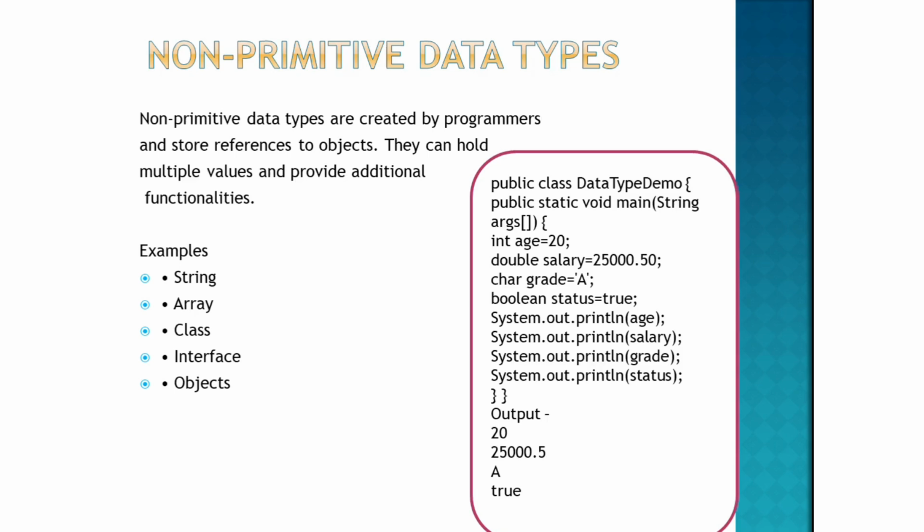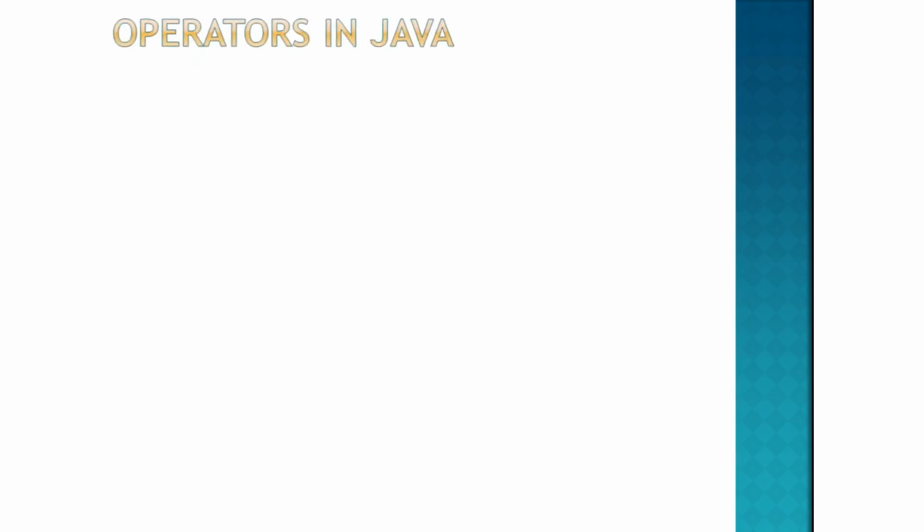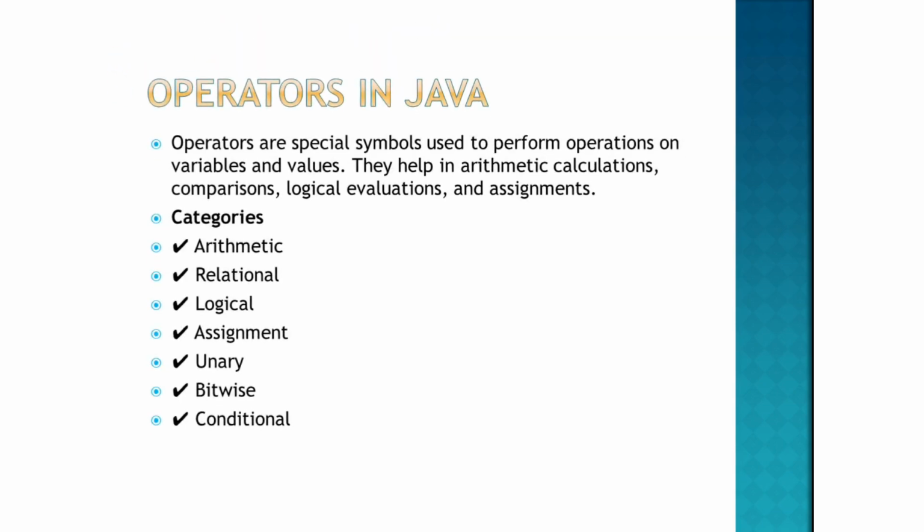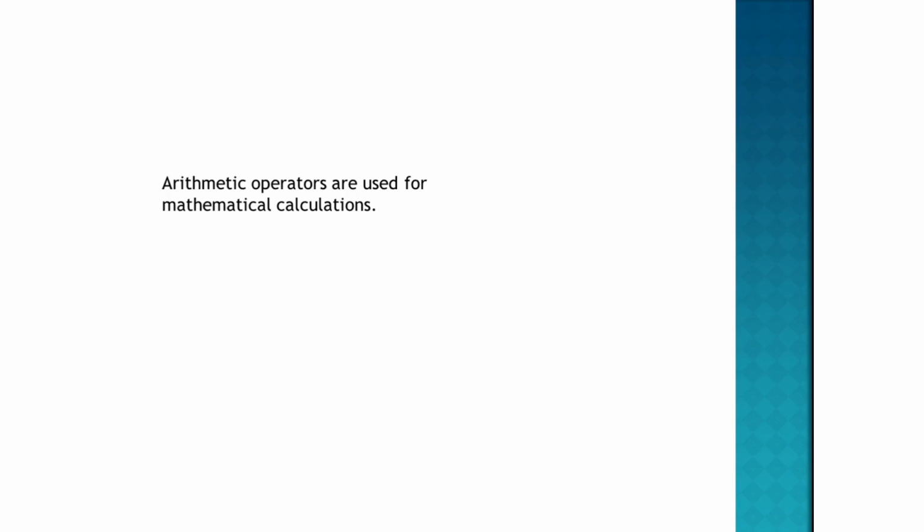Next one is operators in Java. Operators are special symbols that perform operations on variables and values. For example, if you want to add two numbers, compare two values, or check multiple conditions, operators help us to do that. Java provides different types of operators such as arithmetic, relational, logical, assignment, unary, bitwise, and conditional operators. So first, arithmetic operators are used for mathematical calculations.